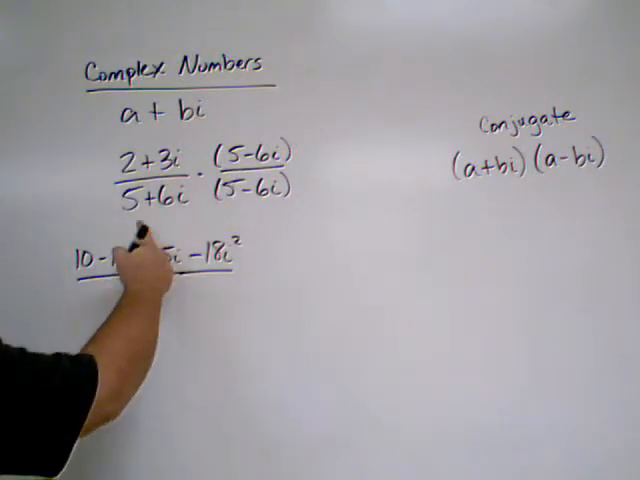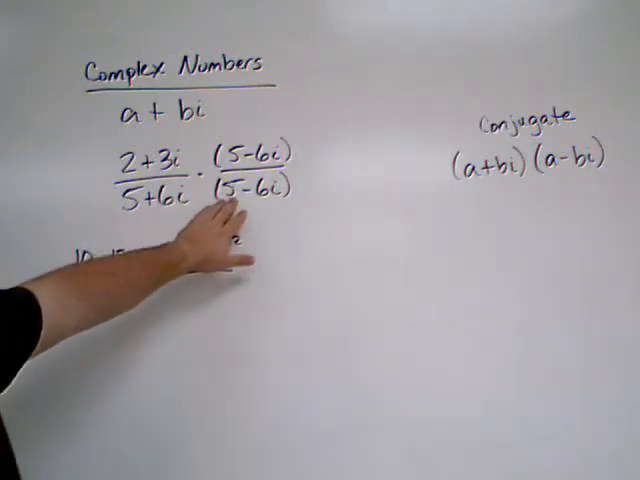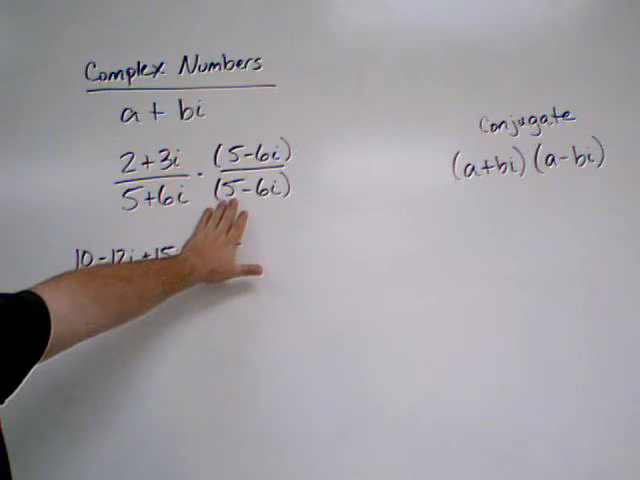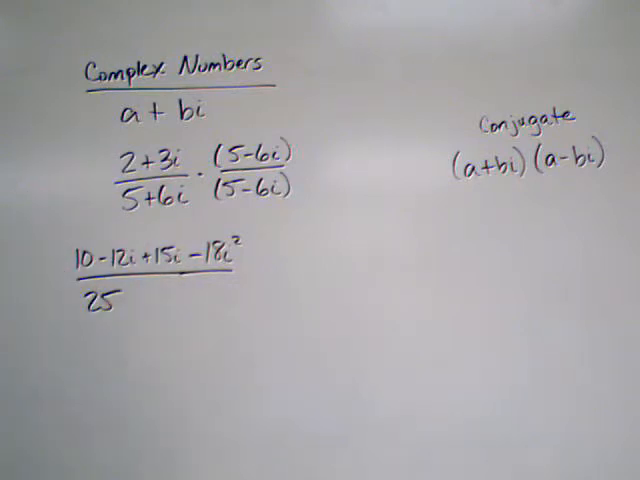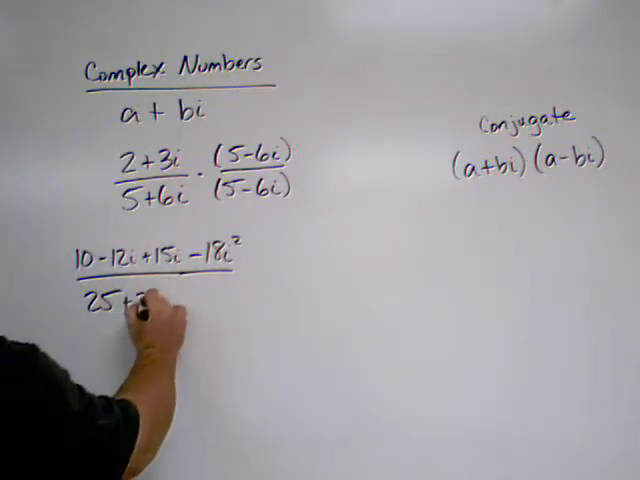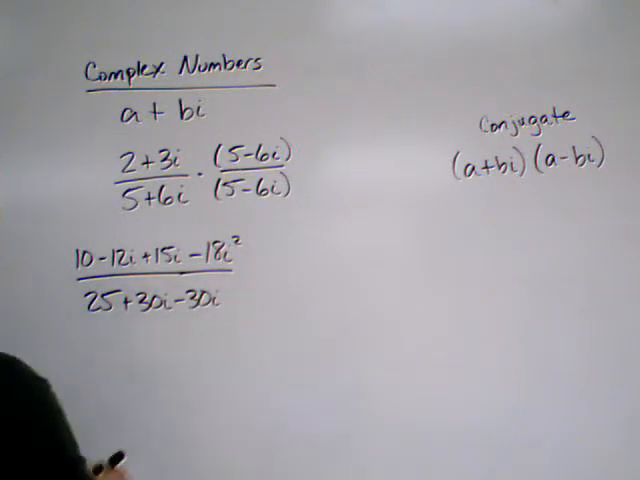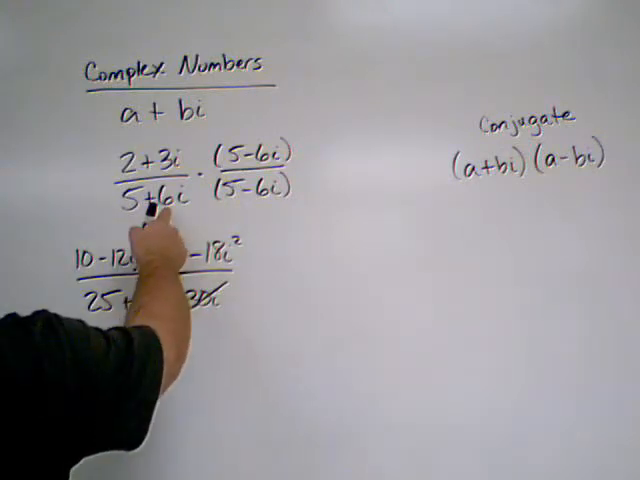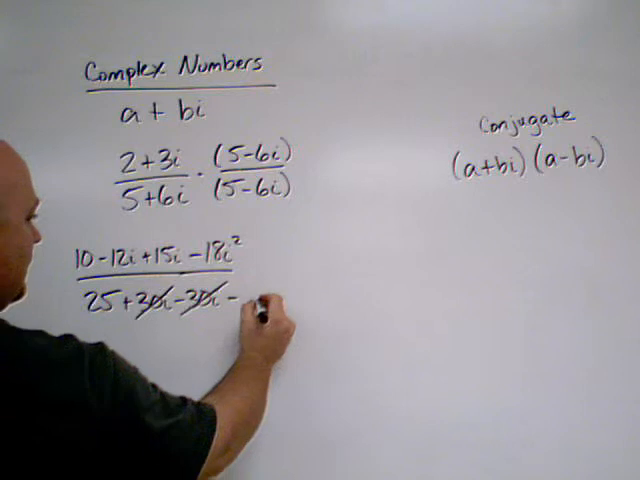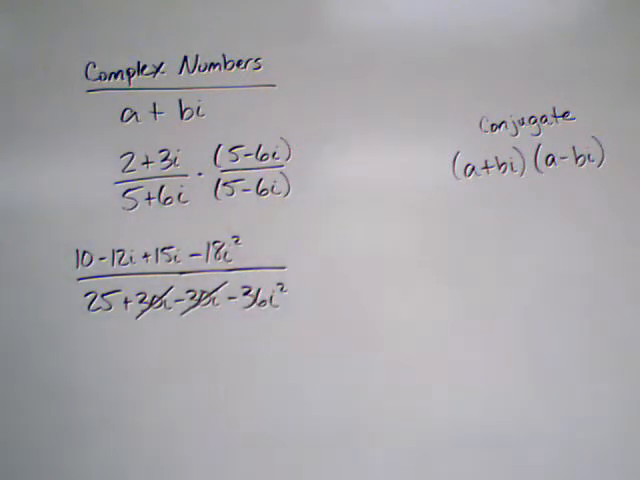Down on the bottom, we get 5 times 5 is 25. Now, plus 6i times 5 is going to give us positive 30i. Negative 6i times 5 is going to give us negative 30i. So we have plus 30i and minus 30i. Those are going to cancel each other out. That's why this is so helpful. And then we have plus 6i and minus 6i gives us negative 36i squared. Now again, we're going to end up simplifying this.